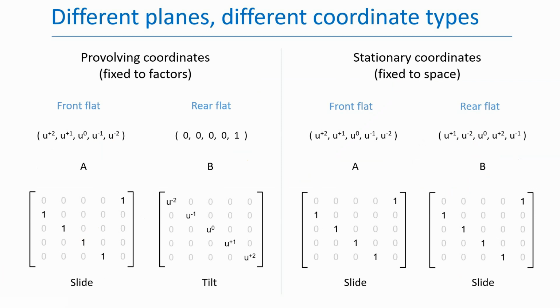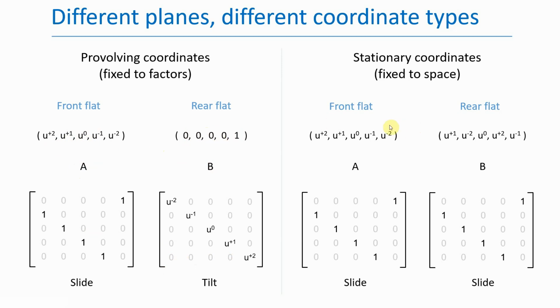So far, this lecture has implicitly been using provolving coordinates. The left side of the slide repeats what we've already said, that slide is an uncertainty transformation at the front flat, and tilt is an uncertainty transformation at the rear flat. The invariant subspaces also change type from an angle state at the front to a position state at the rear. This describes the shift of uncertainty which begins at factor A and changes to factor B as the factors grow and shrink. This is an internal change within the beam. From the perspective of the beam itself, it goes from one orientation to another.